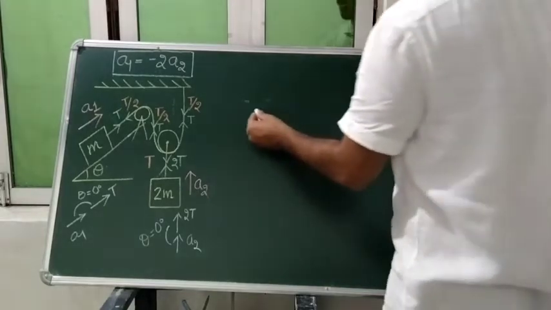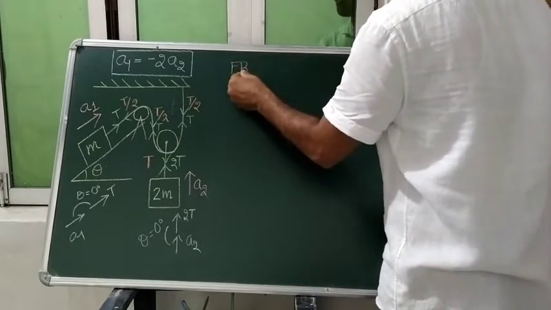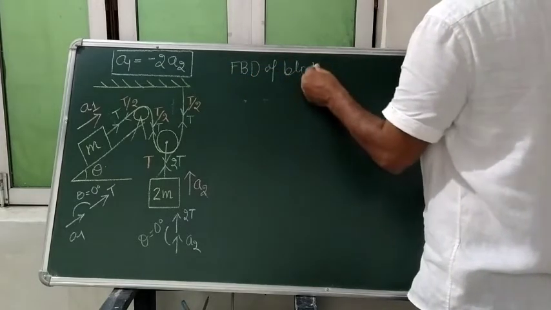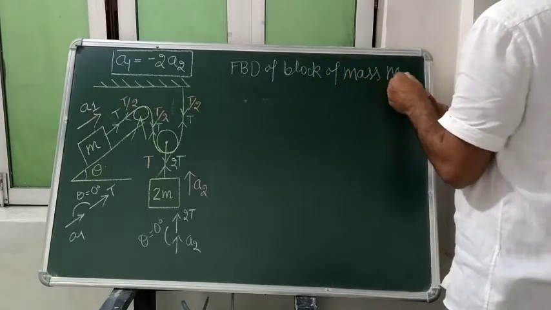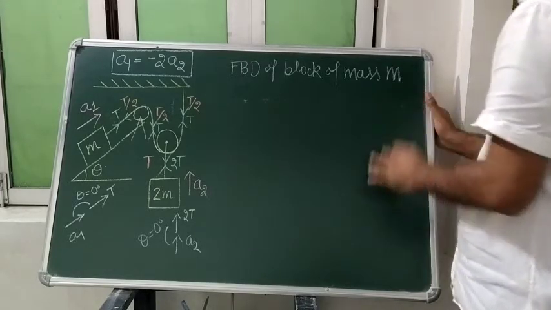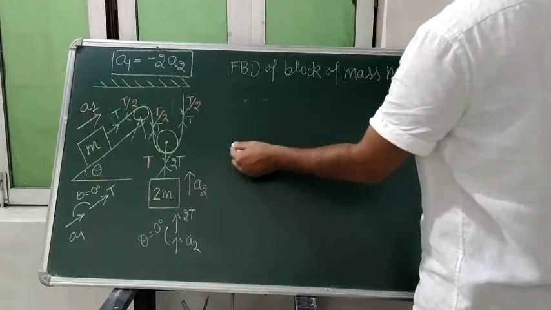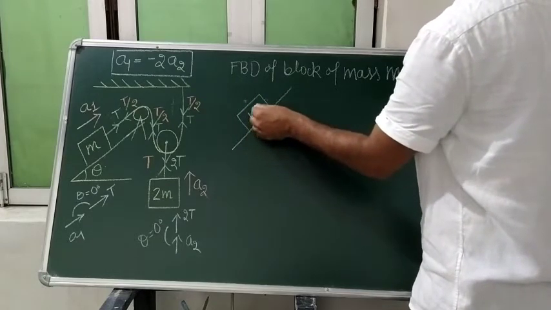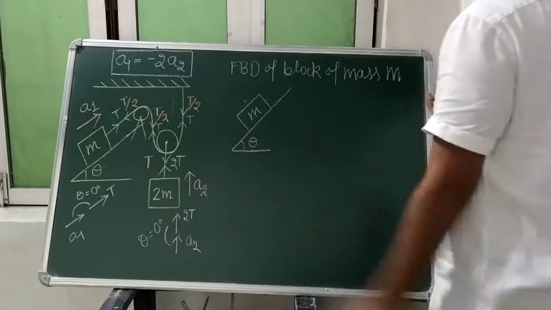So students, I am drawing the free body diagram, FBD, of the block of mass m only, block of mass m. So of course, students, it is present on that inclined plane, which is making a theta angle with the horizontal.